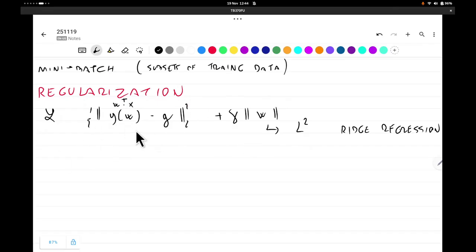If it was only the error, it would be the error, okay? But then you say, yeah, but I penalize. So every time that I have large W's, this fights against it. So I will try not to choose solutions where the W's are large.